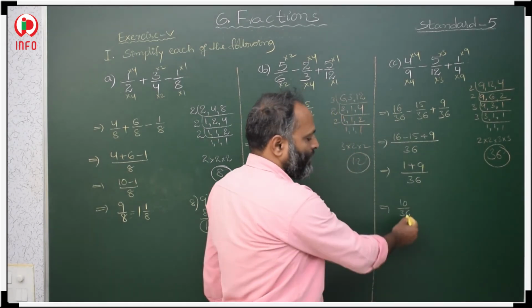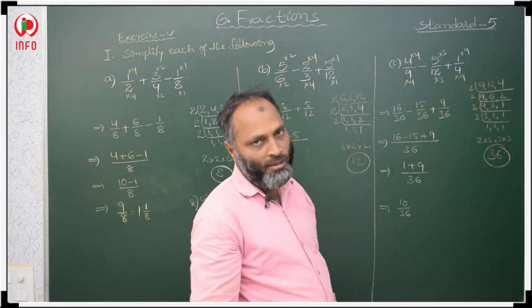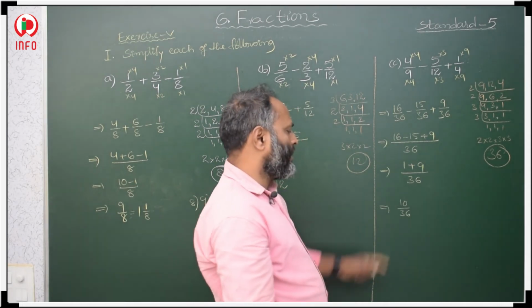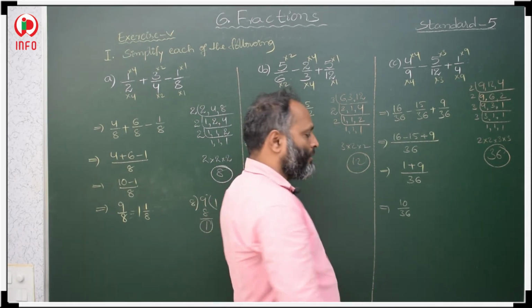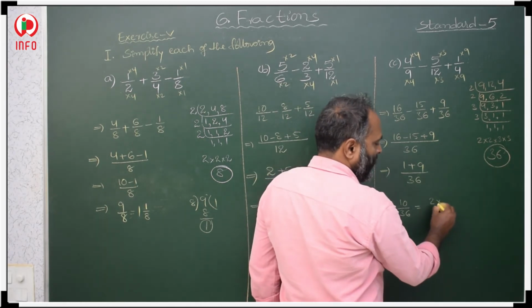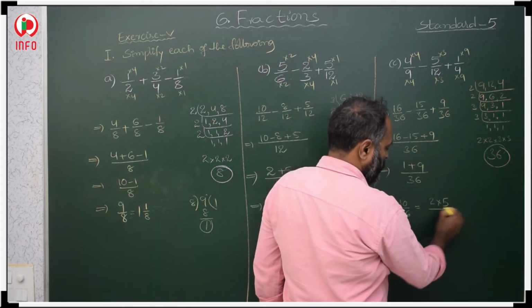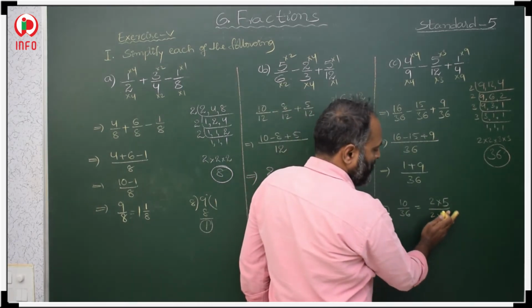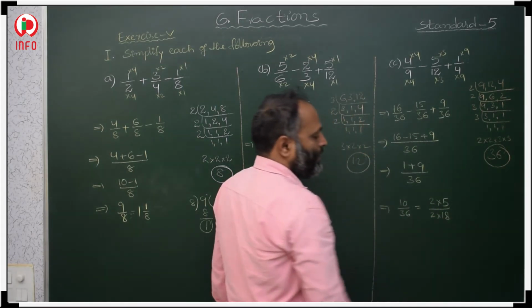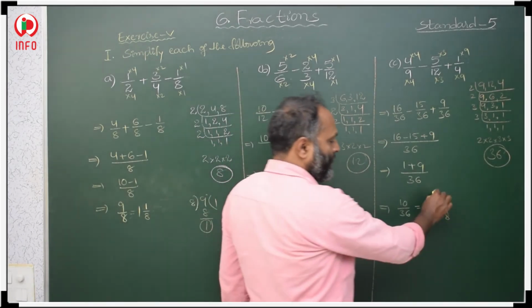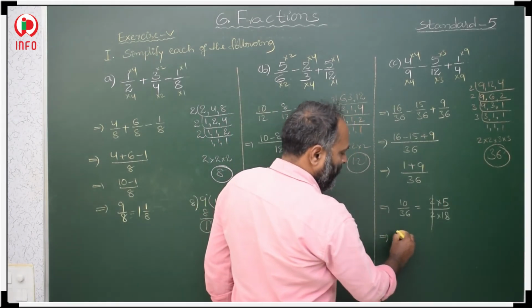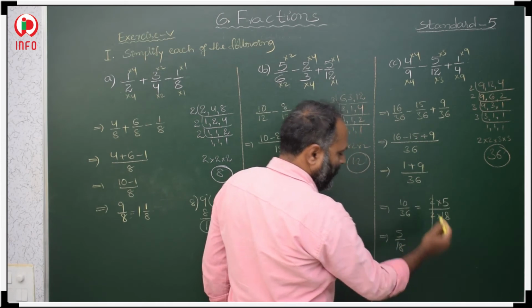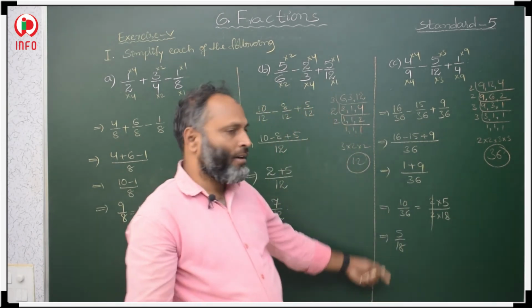These two are even numbers, so how to write? These two are divisible by 2, so write it in simplified form. 2 5s are 10, 2 18s are 36. So the 2 gets cancelled here, giving 5 by 18. So this is our answer.